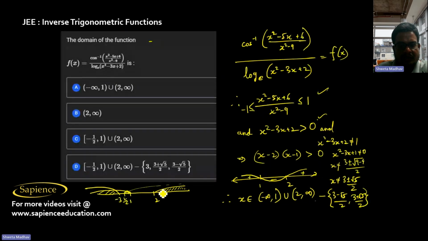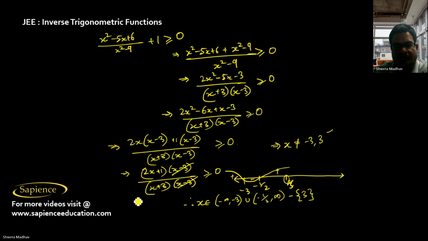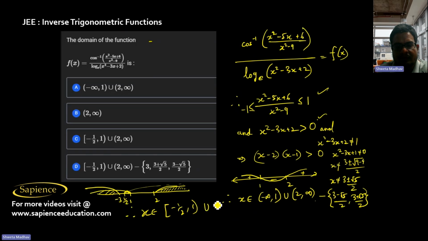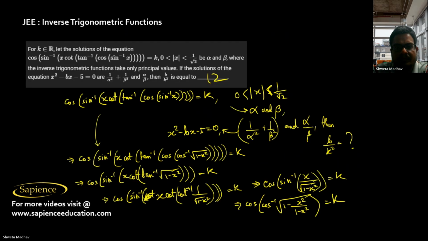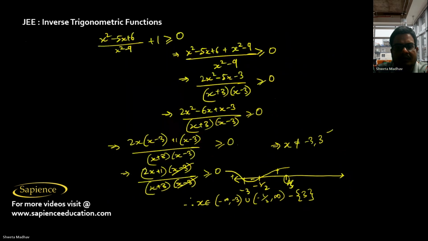It means this value and these two values we can take. So therefore, x belongs to, I can say, -half to 1 union 2 to infinity, -3, 3 plus √5/2, and 3 minus √5/2. So hence option D is the correct answer. And union -infinity to -3 also is coming common, but it is not given. Okay. Square by 9. Okay.